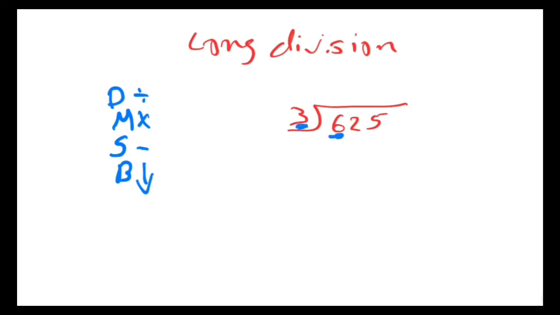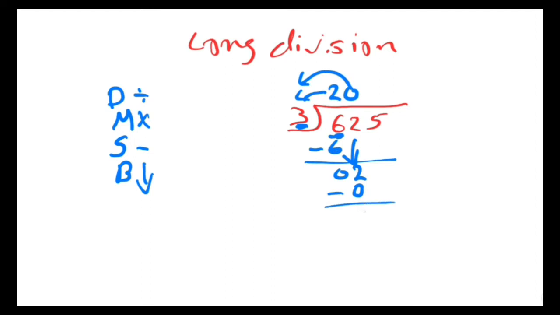The first digit divided by 3 is 2. Then you multiply. 2 times 3 is 6. Then you subtract. 6 minus 6 is 0. Then bring down or drop the 2. 2 divided by 3 is too small, so we put a 0. Then we multiply again. 0 times 3 is just 0. Then we subtract. So 2 minus 0 is just 2. Then finally, you drop the 5.